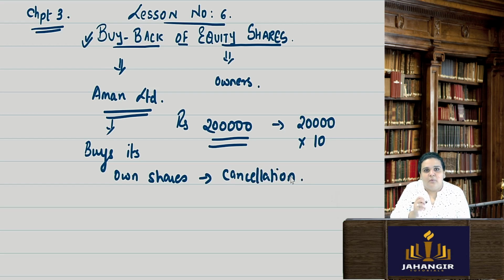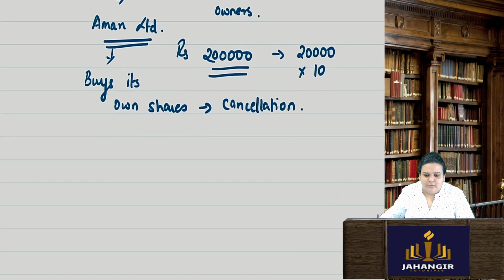They do not require this additional share capital. Right now they are not doing any kind of expansion plans, nothing they are looking at. So they basically want to reduce their share capital, so they do a buyback of shares. Out of this 2 lakhs, say out of 20,000, they do a buyback of only 5,000 shares. Buyback of 5,000 shares of rupees 10 each.